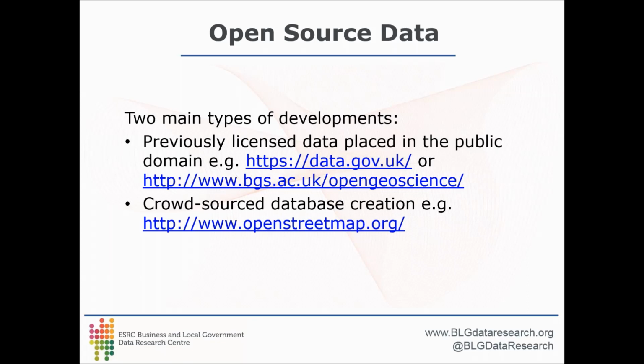So firstly, you have information that's been put into the public domain. And then secondly, you have very substantial developments going on in effect outside those established data providers, where you have different types of crowdsourced database creation. So you have individuals and groups collaborating together to create different sorts of spatial databases. And one of the most substantial of those is the OpenStreetMap project, and I'll talk a bit more about that and demonstrate that in a minute.